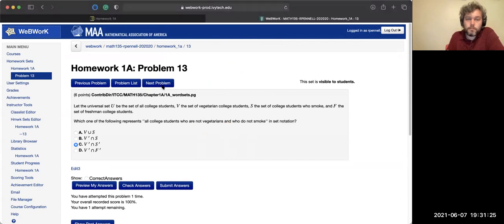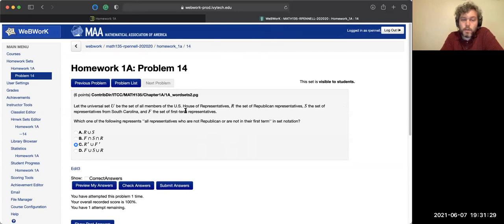I think there's only one more problem. Okay, let the universal set U be the set of all U.S. House representatives. R, that's the Republicans. S is the set of representatives from South Carolina, and F is the first term representatives. All representatives who are not Republican or are not in their first term.